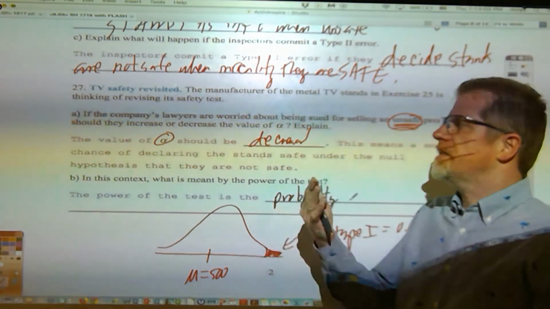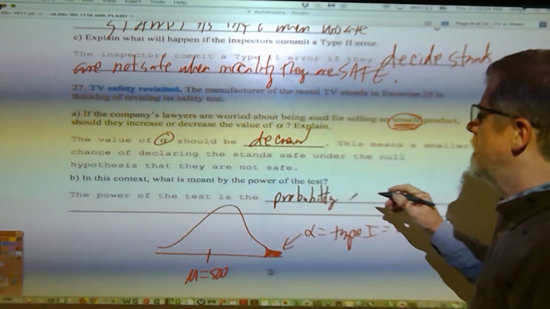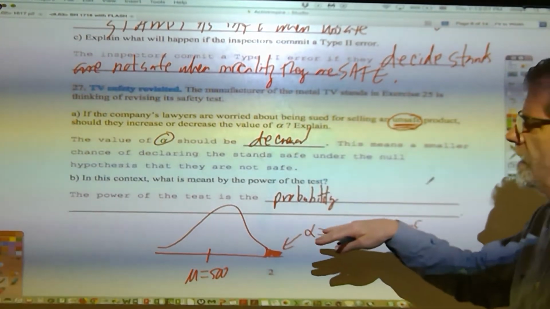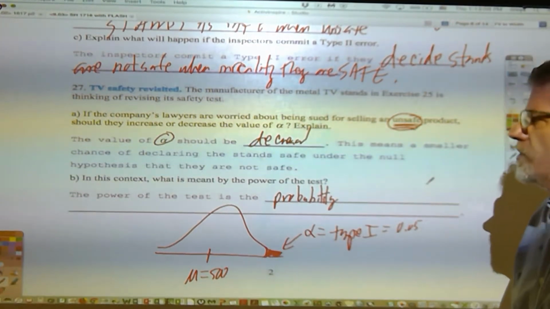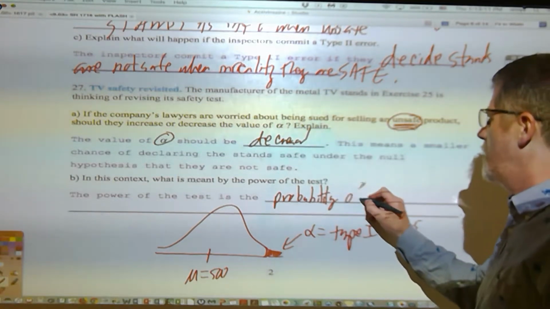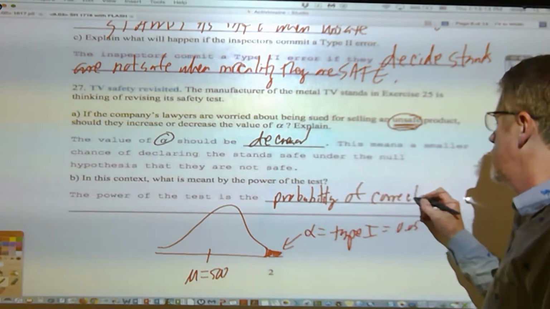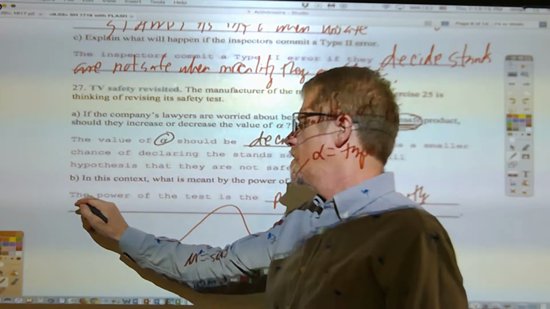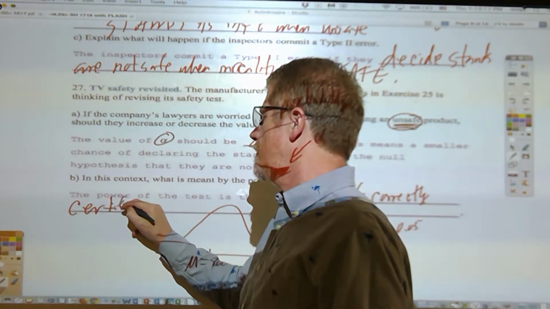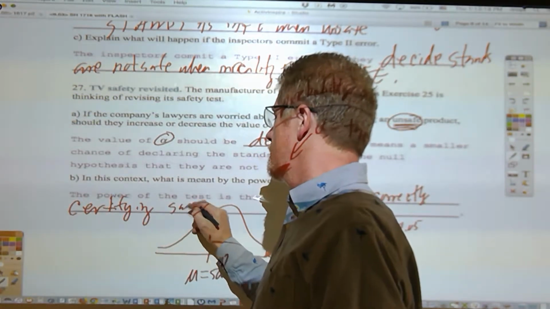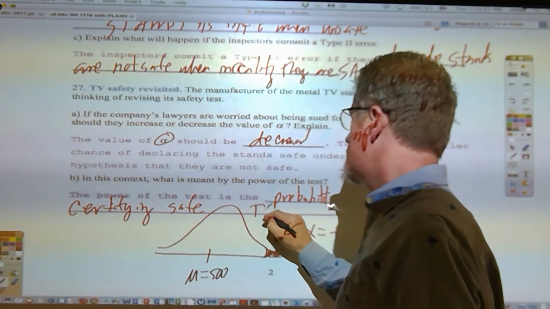It's always the probability of correctly rejecting the null hypothesis. If the null hypothesis is that it's unsafe, then it's the probability of correctly certifying safe TV stands.